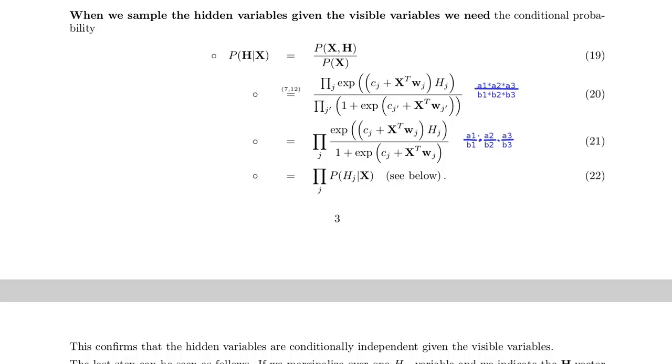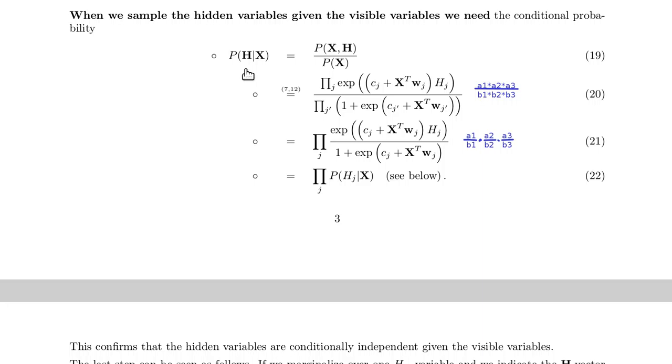Yeah. And it's quite obvious that this is the same. So this now is the product of P of h_j given x. This is something that's not quite obvious right now, but will become clear in a minute. So now what does that mean?